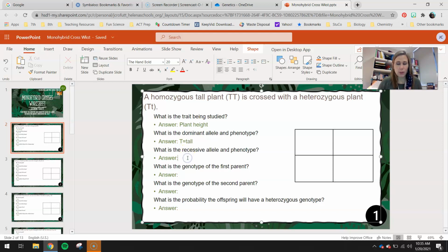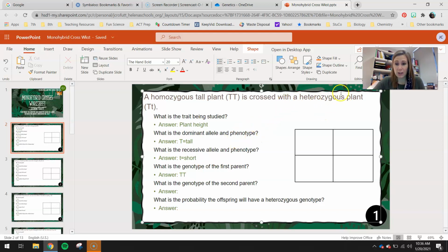I don't really tell you what the recessive is, but I think you can assume that the lowercase t equals short. So I want you to write the dominant allele and phenotype and the recessive allele and phenotype like this. You're making a little key that tells me what the big T means, what the little t means. What is the genotype of the first parent? It really doesn't matter what order you get them in. Mainly just list them in the order that the question lists them in. A homozygous tall plant, I already gave you the genotype right there, so there's not a ton for you to think about. A homozygous tall plant would be big T, okay?